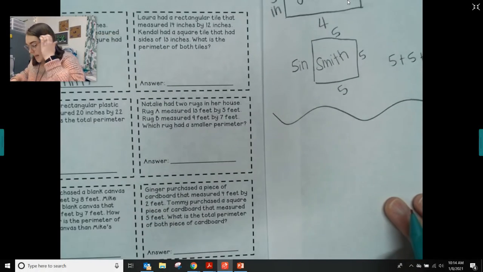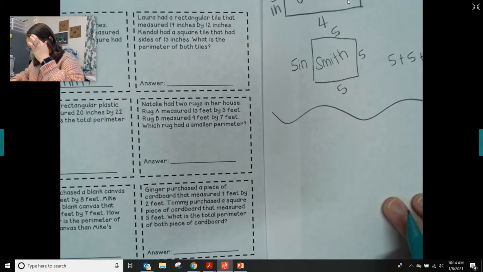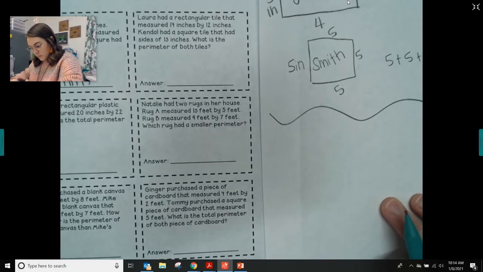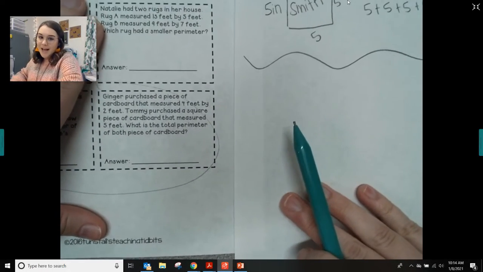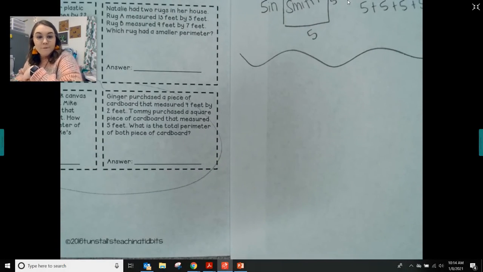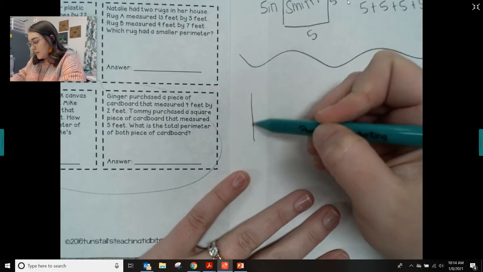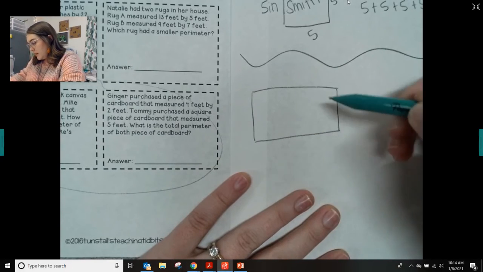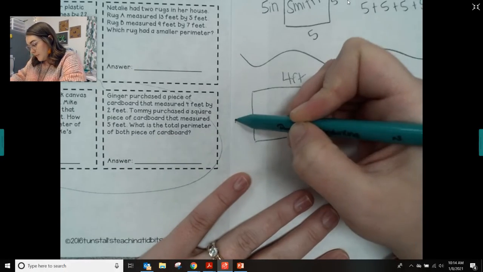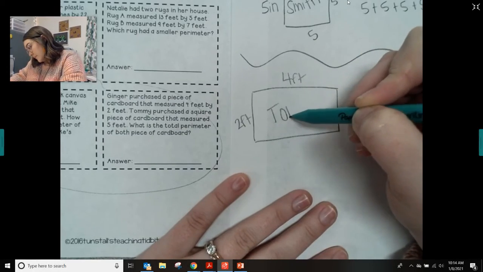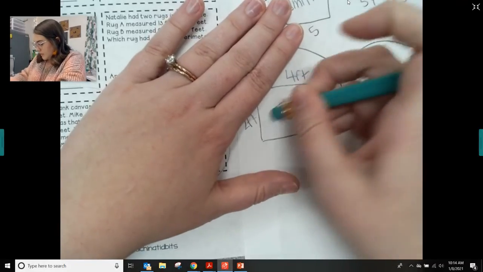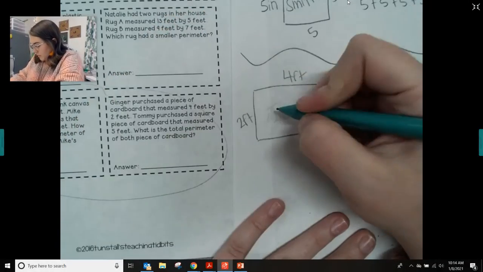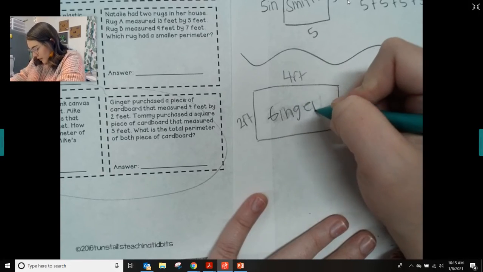Laura had a rectangular, oh wait, I want to do these down here. Okay, Ginger, sorry guys, purchased a piece of cardboard that measured 4 feet by 2 feet. So he's got this piece of cardboard. I'm assuming that's rectangular since it's 4 feet by 2 feet. That's 4 feet by 2 feet. Oh, wait, no, it's not. I'm crazy. That's Ginger. Make sure you label it right, guys. So go ahead and draw that.